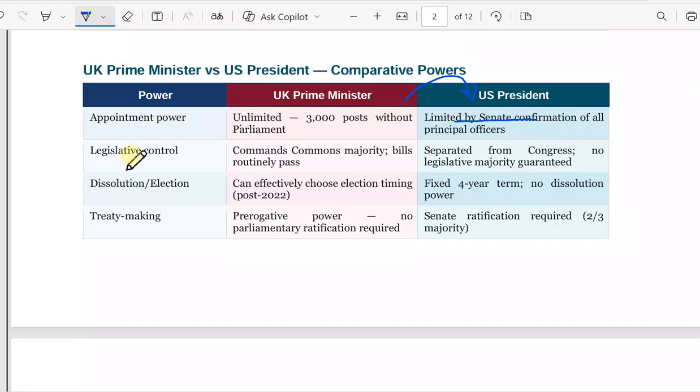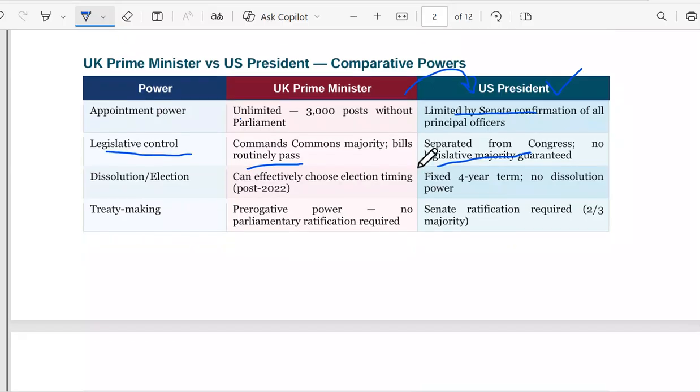And next we will talk about the legislative powers. All the bills and commands pass through the Parliament or through the Prime Minister. In the US, the bills are separate from Congress, and no legislative majority is guaranteed, because the president can give executive powers, but that is separated from the Congress.